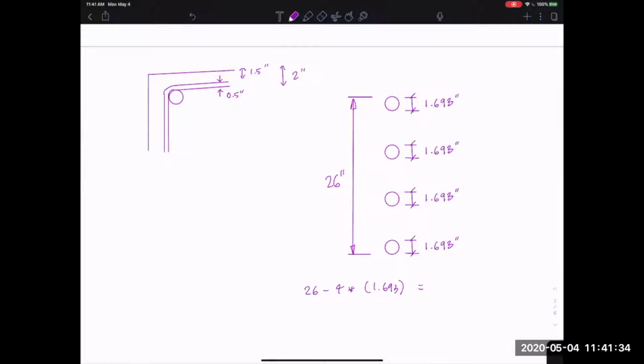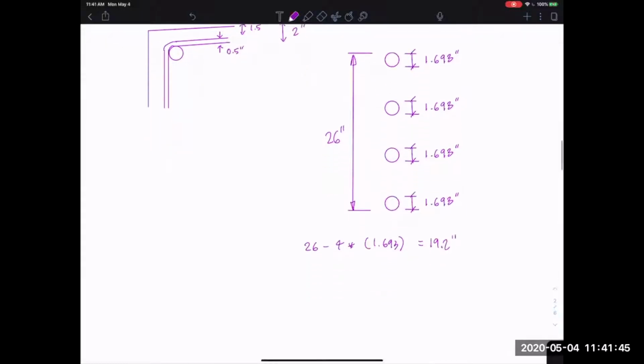This is a lot of work just to figure out if that gap is more than 6 inches. But you've got to do it. That's 19.2 inches. There's 3 gaps.